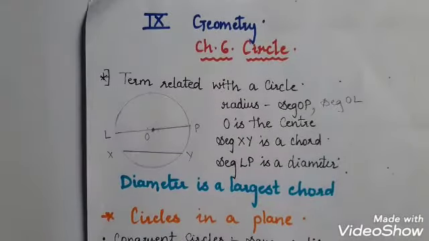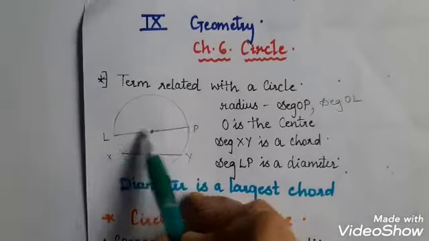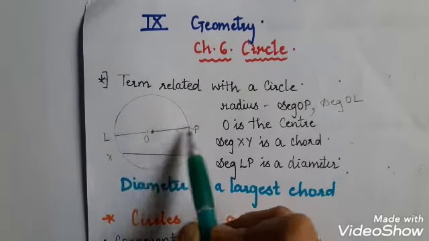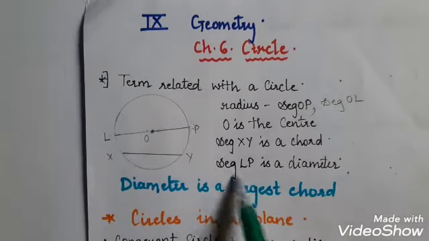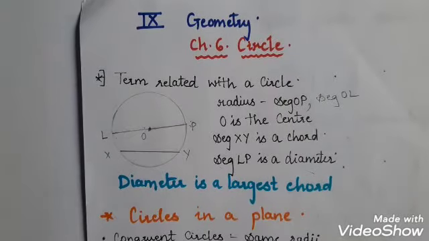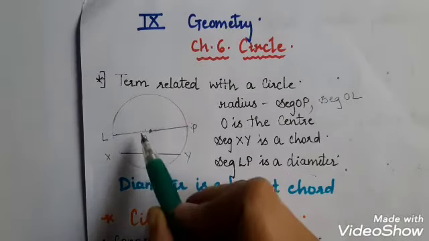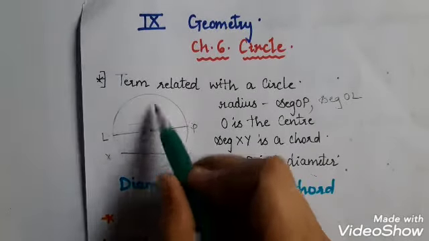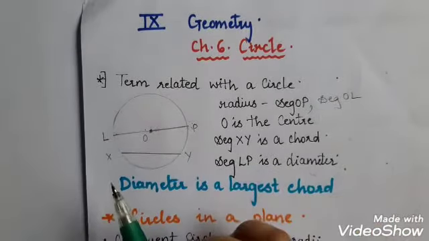Next, the diameter of the circle. Diameter means it is a chord passing through the center of the circle. A segment passing through the center of the circle is called the diameter. So here segment LP is the diameter. Next, center of the circle. Center of the circle means a fixed point through which a circle has been drawn. So a circle is drawn from point O. So that is the center of the circle. So O is the center of the circle.